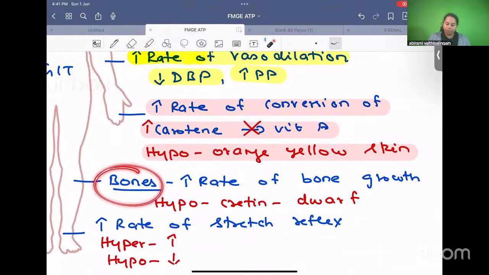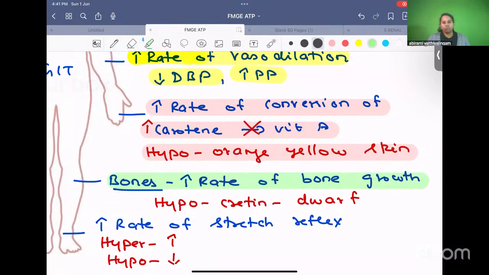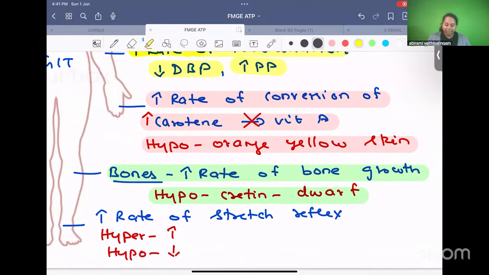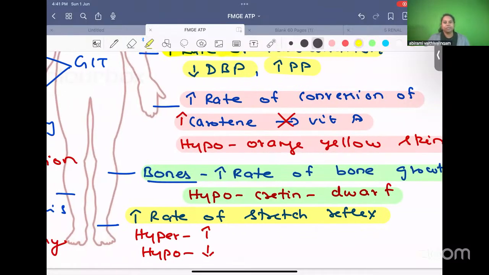On bones, thyroid hormones, they increase the rate of bone growth. That is why hypothyroid babies are dwarf. Thyroid hormones on stretch reflex, they increase the rate of stretch reflex. For example, ankle jerk. Ankle jerk is an example for stretch reflex. Thyroid hormones increase the rate of stretch reflex. That is why hyperthyroid patients have exaggerated stretch reflex, whereas hypothyroid patients have slow, sluggish stretch reflex.